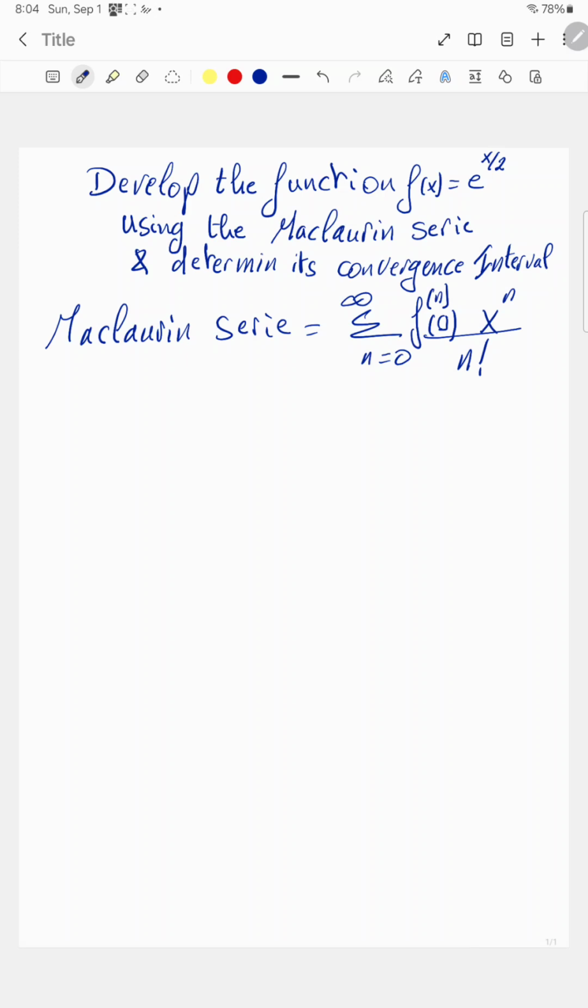So if I have to develop that function f of x equal e to the power of x divided by 2, I have to find the derivative of that function and then find the nth derivative when x equals 0. So let's start by doing f prime of x. We know the derivative of e to the power whatever is e to that power multiplied by the derivative of x divided by 2. So the derivative of x divided by 2 is 1/2.